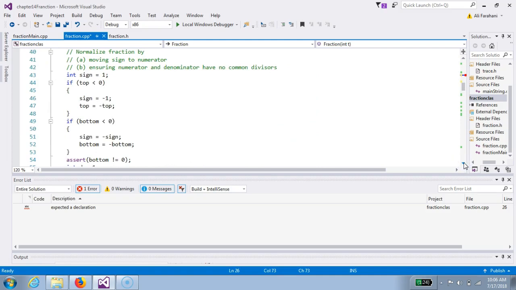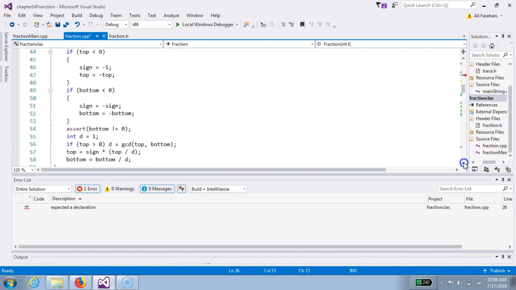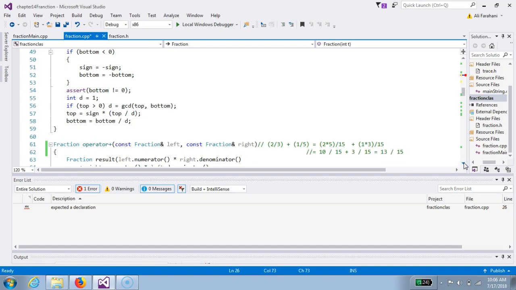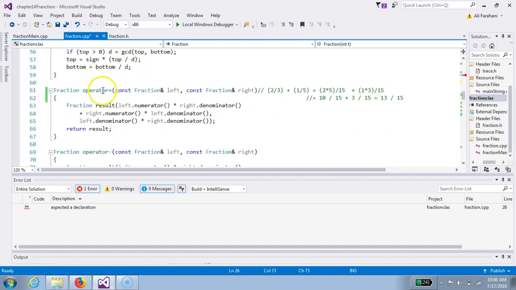Normalize, we discussed the code. Go over the code. You've got to grab a pen and a paper and just go through it and see how it works. And then you have the operator plus. This is a non-member function.